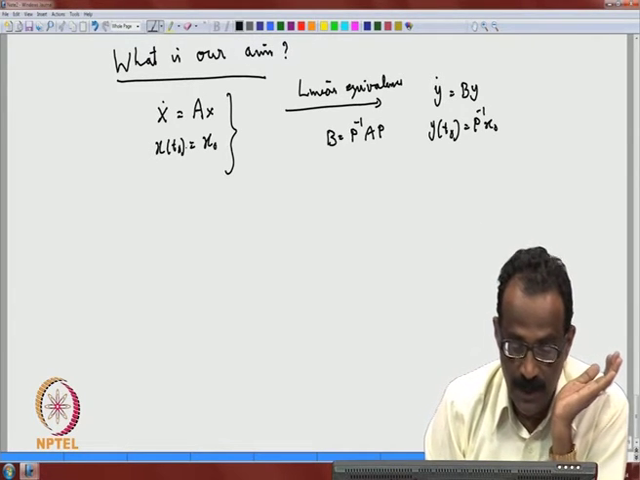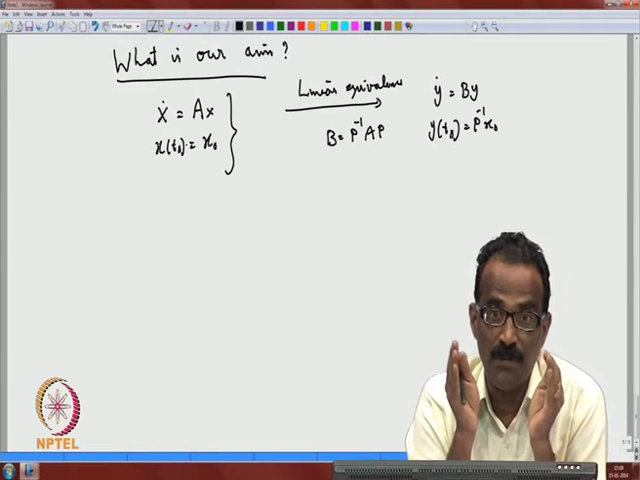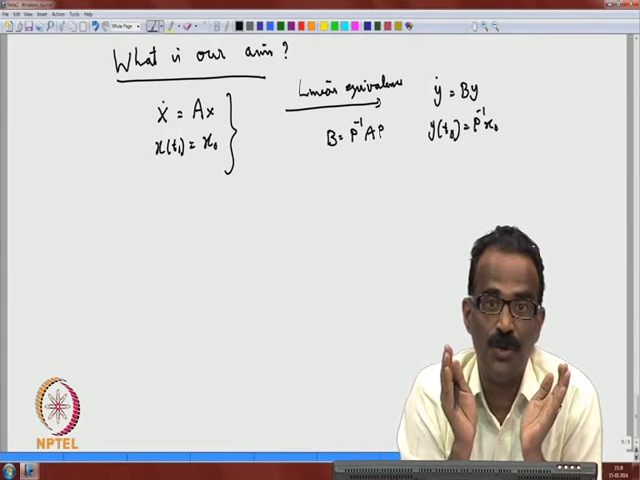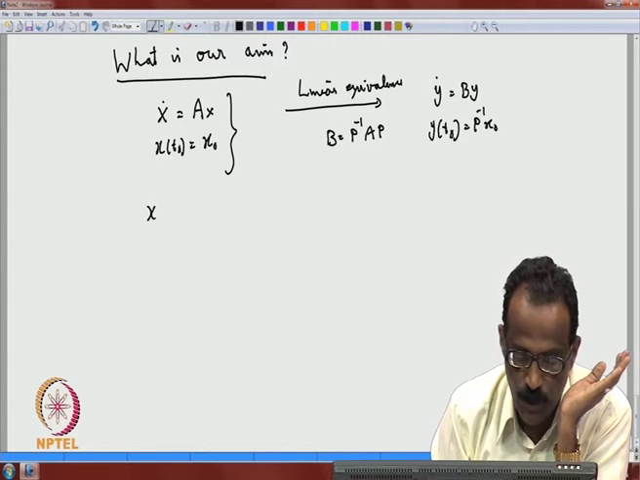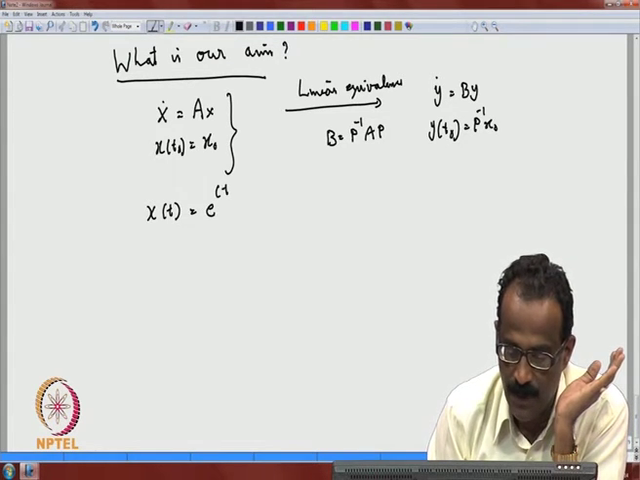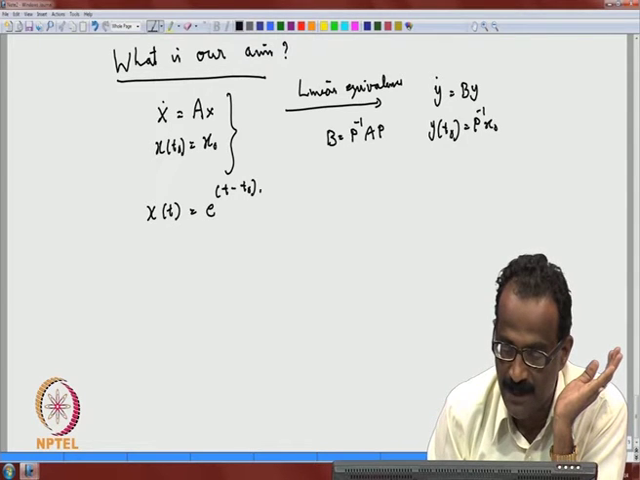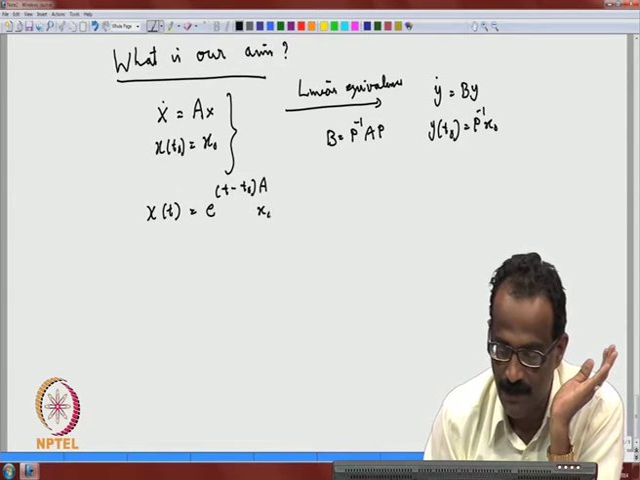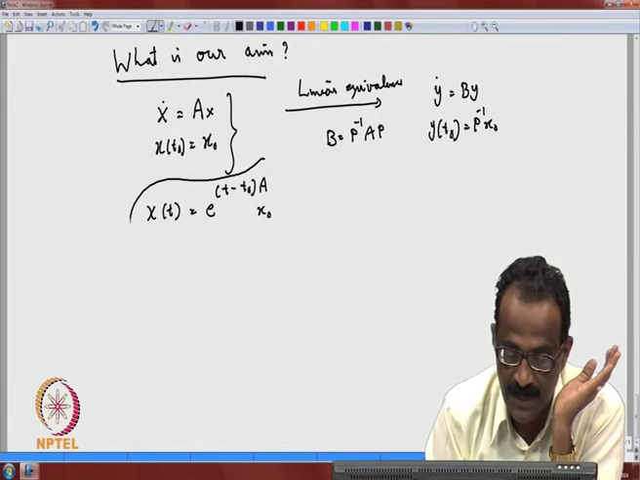And here, as I said, one of the major difficulties is the computation of the solution. Even though you have a solution, let me recall once again, because this is the important point, x(t) is equal to e to the power At into x naught. The computation of this is difficult.